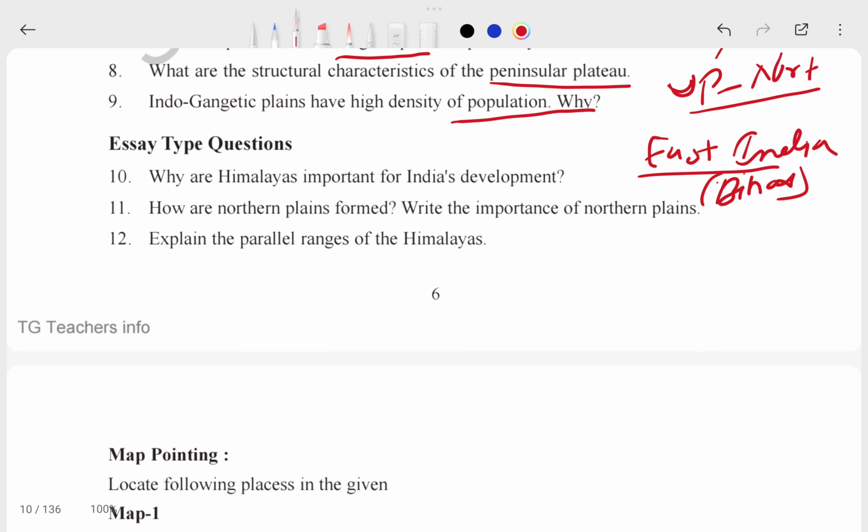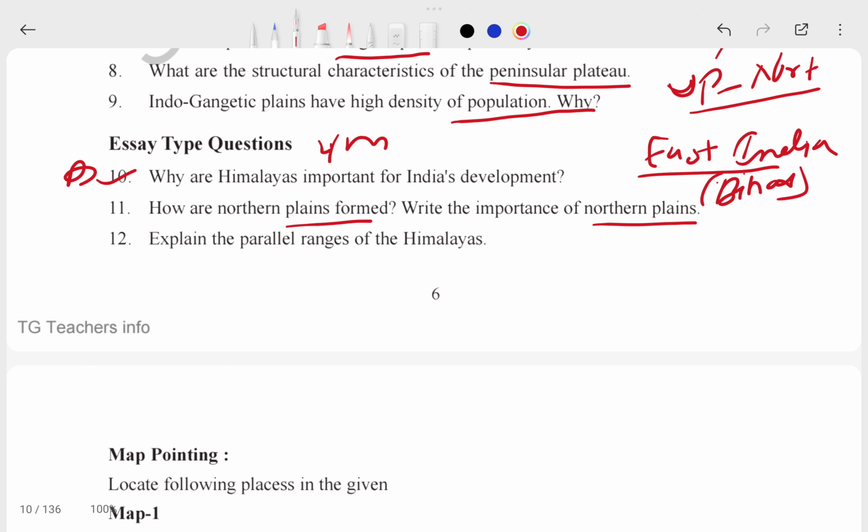So here are the essay type questions. Why are the Himalayas important for Indian development? This is a very interesting question. It can be asked for 4 marks. There are good chances of it. Okay, how are the northern plains formed? Write the importance of the northern plains. Explain the parallel ranges of the Himalayas. You have to explain the Himalayas' parallel ranges.